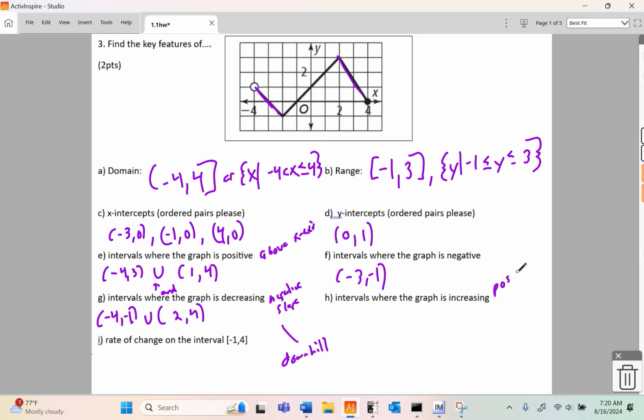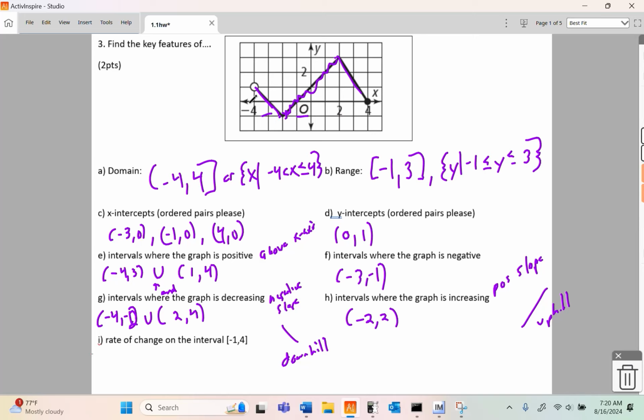Increasing means positive slope, which is going to be your uphill. This region of territory has my uphill slope. So that's going to be from, that's supposed to be -2, isn't it? Okay, -4 to -2 over here. Sorry. That's going to be from -2 to +2. Now, the reason we're not using brackets is because here there is no slope. There's no slope.